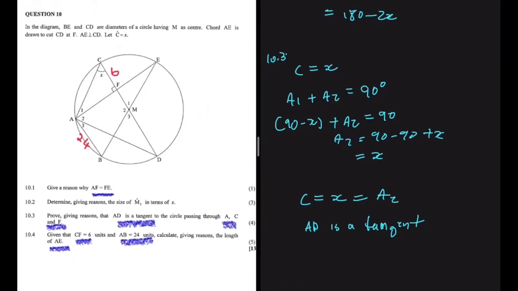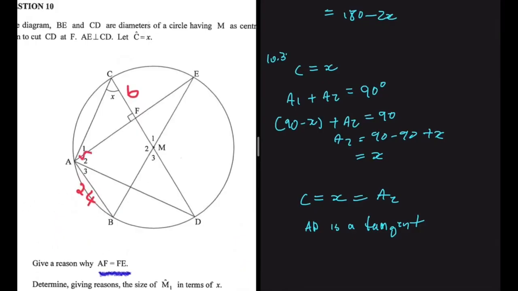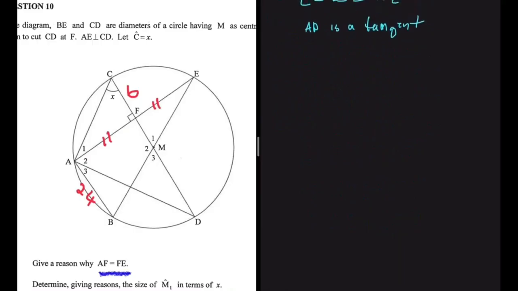And then let's calculate, given reasons, the length of AA. So we need this entire line here. This entire line. Right. So what can we do here? Just pause the video and try thinking about which approach we can use to answer this question. We've already established that AF is equal to FE because the line from center perpendicular to the chord bisects the chord, right? That is theorem 1.